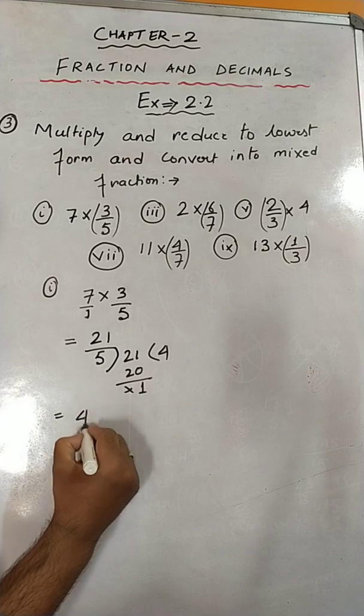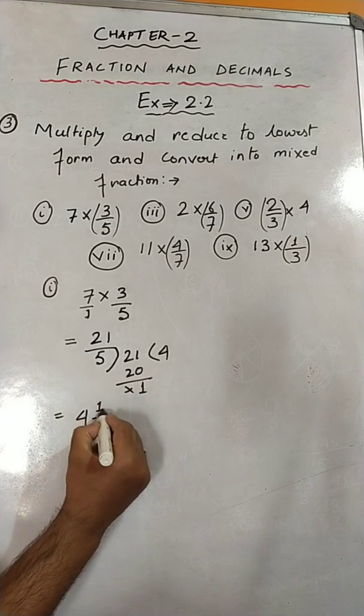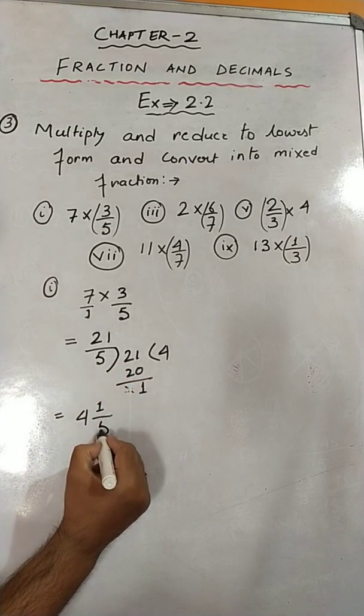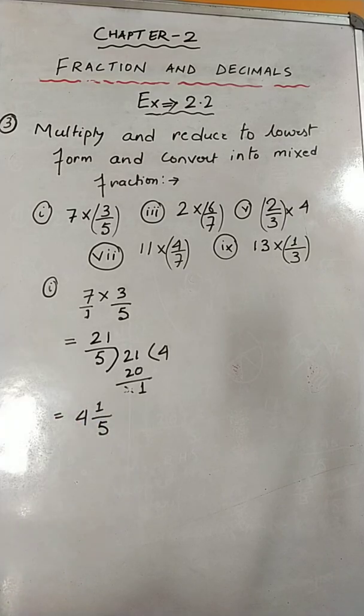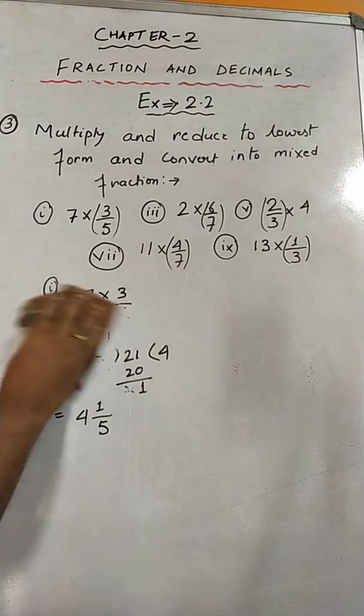So how to give your answer in mixed fraction form? 4, that is the quotient, here; then 1, the remainder, here, and the divisor would be here. So this is how you will produce your answer in the mixed fraction form. So this is the solution of sum number 1, that is 4 1 by 5. Okay, so let's move on to sum number 3.